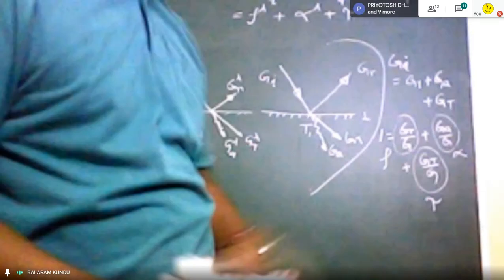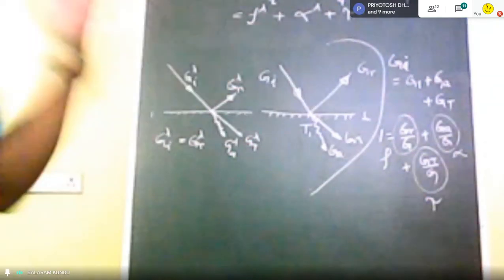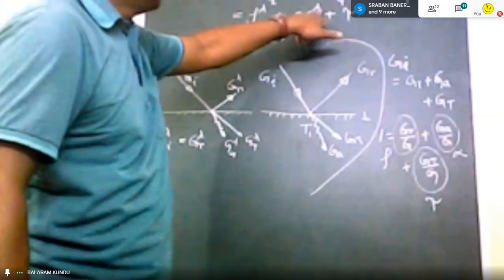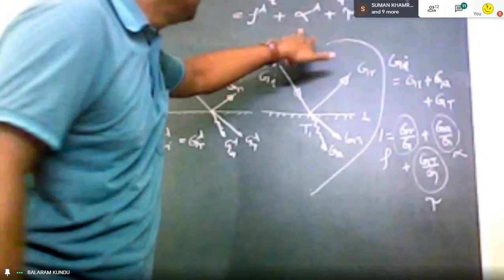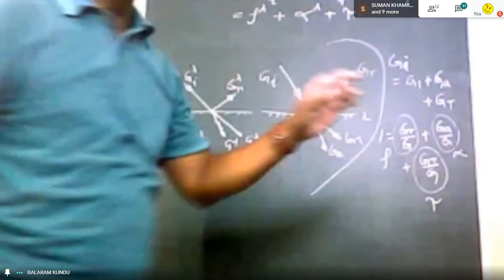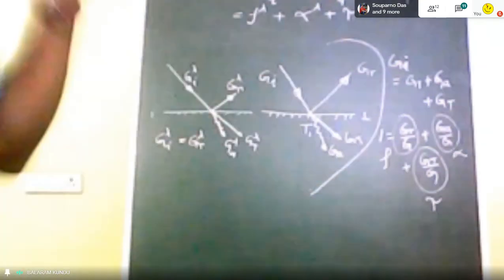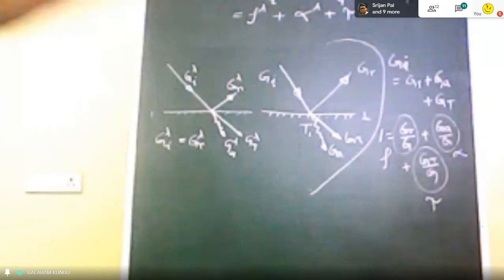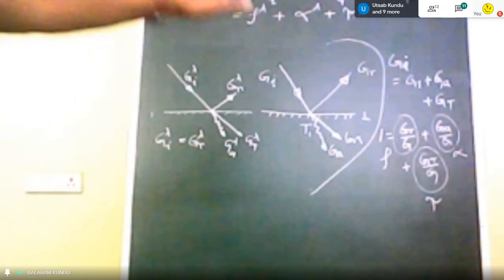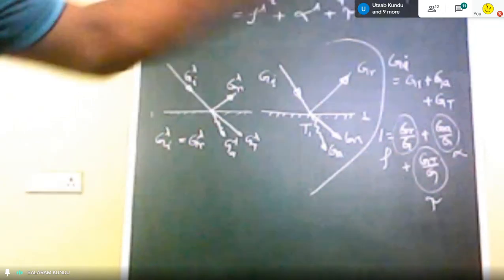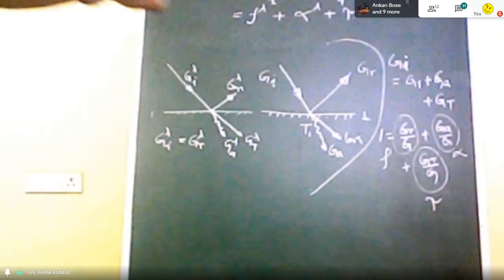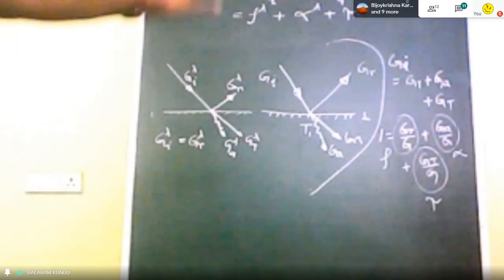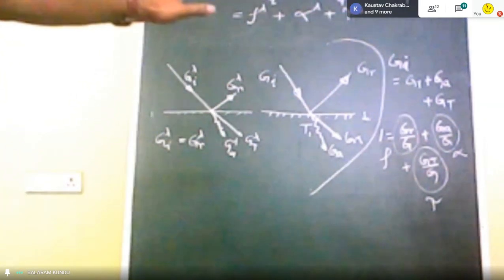So rho lambda means spectral reflectivity. Alpha lambda represents spectral absorptivity. Tau lambda represents the spectral transmissivity. Again, rho lambda plus alpha lambda plus tau lambda equals 1. If we consider wavelength lambda and want to determine the absorptivity, reflectivity, and transmissivity, the sum of these three will be 1.